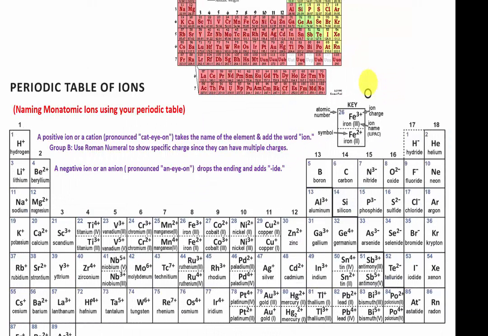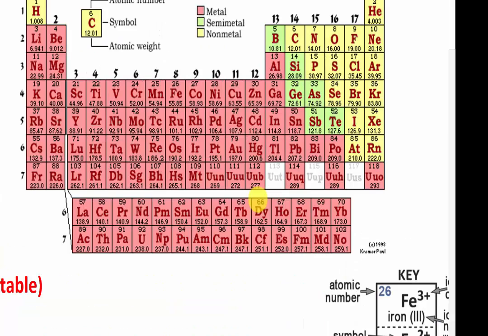In this lesson, we are going to learn how to use our periodic table to name our ions. So let's look at the periodic table. If we look at the periodic table, it is organized in a way that it separates the types of element. There are three types of elements. Over here we have the metal. Then on the opposite side we have the non-metal.